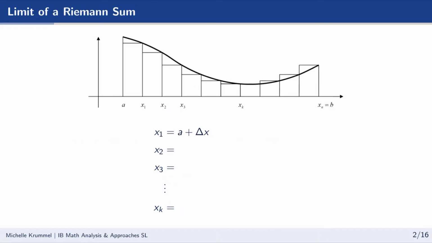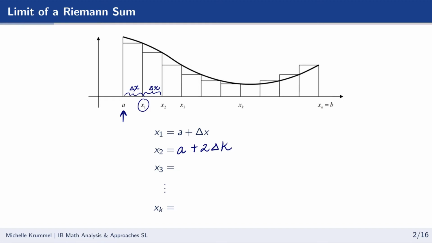Now let's take a closer look at our x values, which are the right endpoints of each of our subintervals. So x sub 1, this value right here, would be a plus this distance right here, which is delta x. So a plus delta x would give us x sub 1. If I wanted x sub 2, I could also start at a, but now I have to go over two subintervals. So I add delta x plus delta x. So it's a plus 2 delta x.